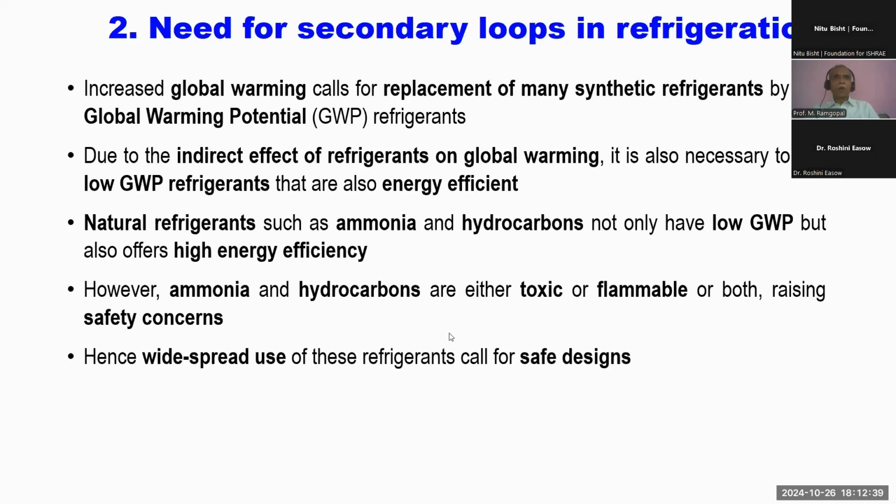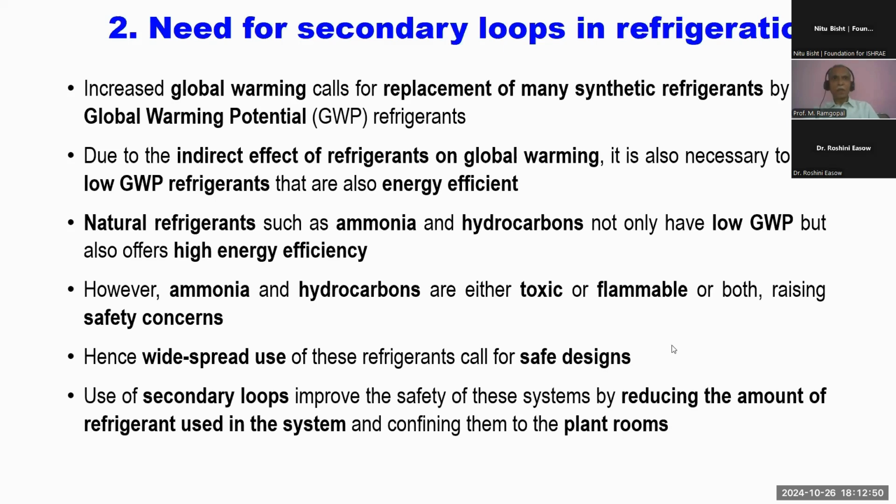So if you really want to use them for many applications, then we have to take care of the safety problems through safe designs. There are many ways by which you can improve the safety aspects of ammonia or hydrocarbon refrigerants. One of them is the use of secondary loops. By using secondary loops, we can reduce the amount of refrigerant required for a given capacity, and we can confine the refrigeration system through which these flammable or toxic refrigerants are circulating to plant rooms. We need not bring them to the conditioned space, so we can confine them to the plant rooms. Thereby, we can improve the safety to a large extent.